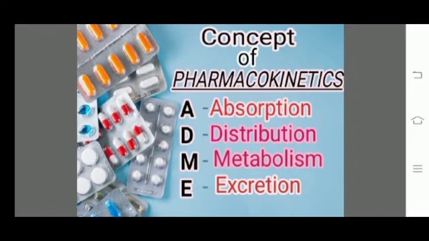But why does the drug need to be absorbed? So it has to be distributed in the targeted areas. So we can say distribution will be the second process. After reaching the targeted area, the drug does its action and then comes to the liver.